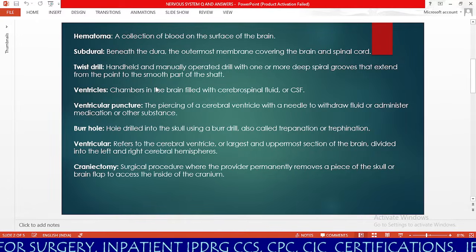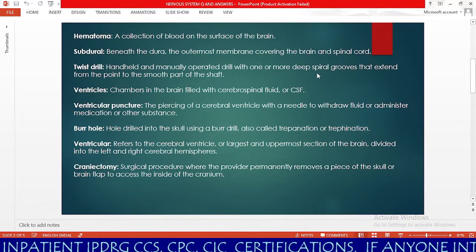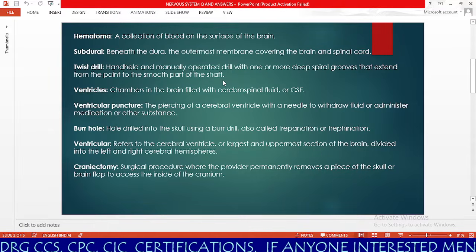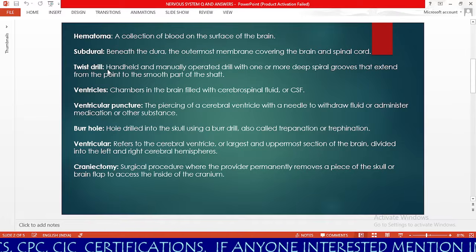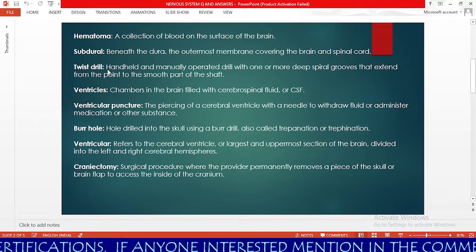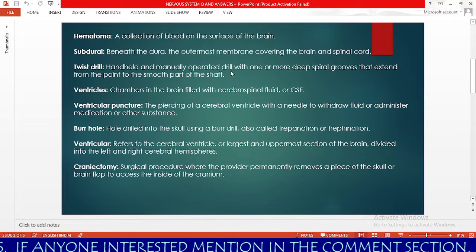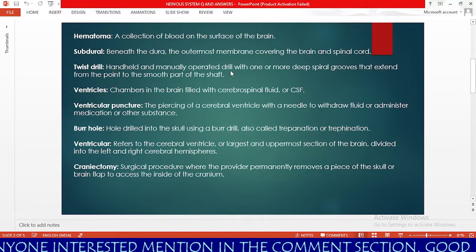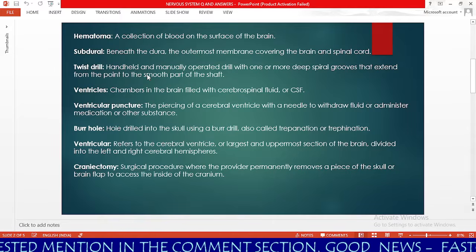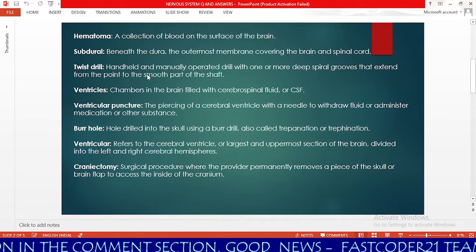So the next one is twist drill. A handheld and manually operated drill with one or more deep spiral grooves that extend from the point to the smooth part of the shaft. Twist drill is a common procedure in same day surgery coding. As soon as you see twist drill, you need to understand that this is a handheld and manually operated drill. In order to create openings, the physician will use this twist drill during same day surgery as well as during brain surgery.